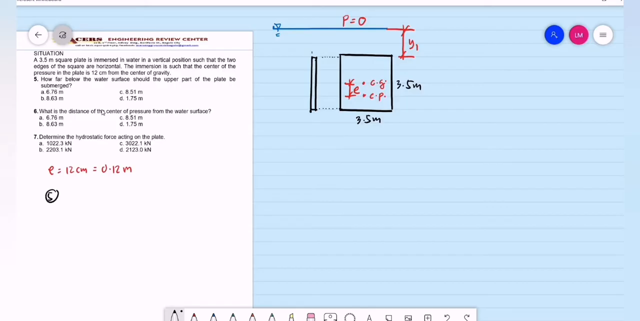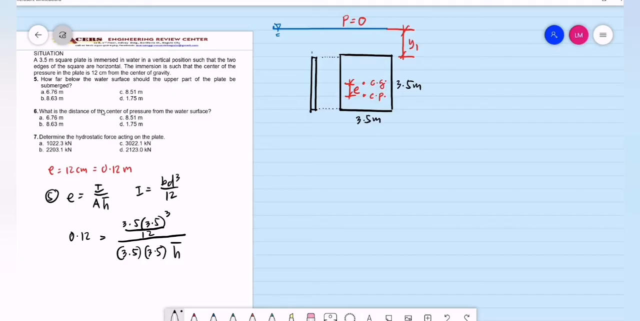For problem number 5, the given is e. We are using the equation for e, that is equal to the moment of inertia divided by the area multiplied by h bar. For a rectangular or square section, the moment of inertia is b d cubed divided by 12. I hope that you can memorize the moment of inertia of any section. So we have the eccentricity equal to 0.12. This is equal to, the base is 3.5, the depth is also 3.5, raised to 3 all over 12, divided by the area. What is our area? That is a square, 3.5 meters by 3.5 meters, multiplied by h bar. So, the first thing to compute is h bar. So, you have 3.5. You can use shift solve.